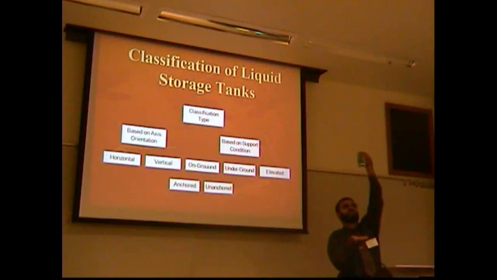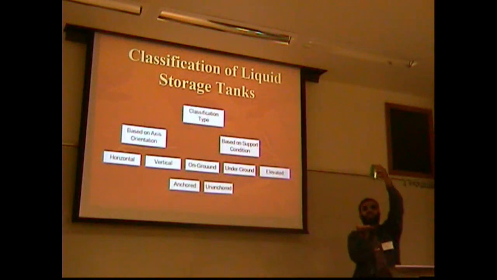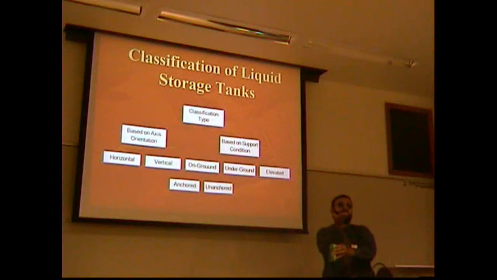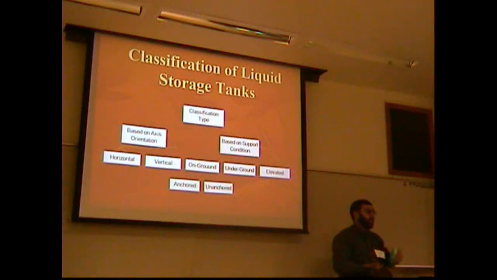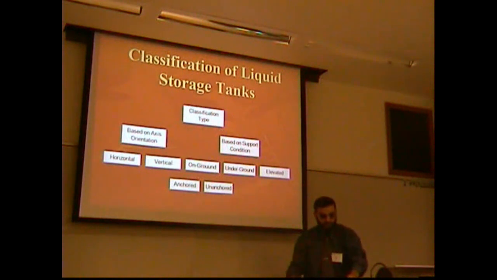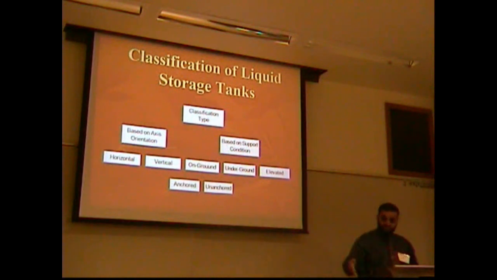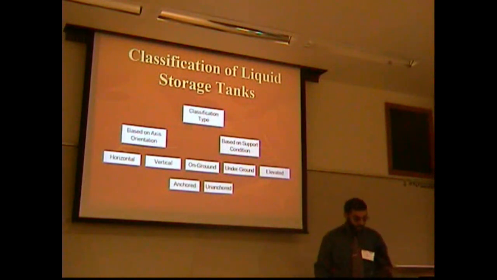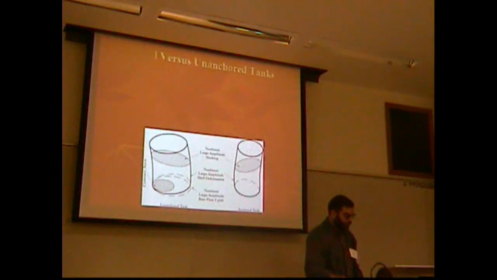We have elevated tanks, this is the ground, we have elevated tanks, we have on-ground tanks, and then we have underground tanks. And the on-ground tanks, which are the subject of today, based on the connection between the tank and the foundation, if the tank is anchored to the foundation, this is called an anchored tank. But if the tank is not anchored, just placed like this, without any anchorage, this is called an unanchored tank, which is our subject for today, which is the vertical, on-ground, unanchored liquid storage tanks.